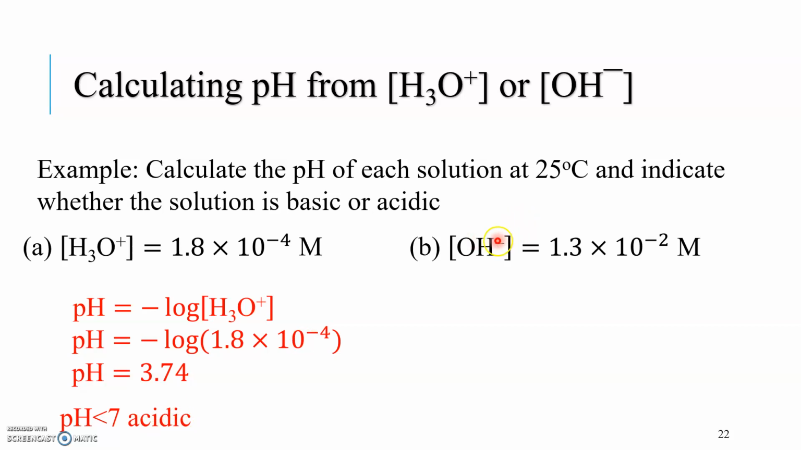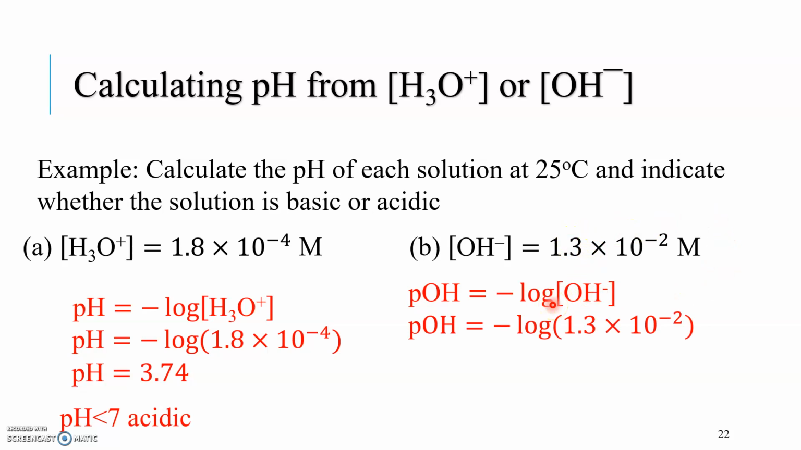Now the second example, OH minus. In this case, I can calculate a pOH, and the pOH is equal to negative log of OH minus. Again, I just substitute this number in the equation, and I get pOH is negative log of 1.3 times 10 to the negative 2, which is equal to 1.89. Now remember, I am asked to find pH and not pOH.